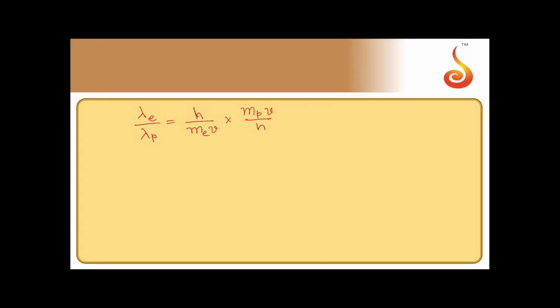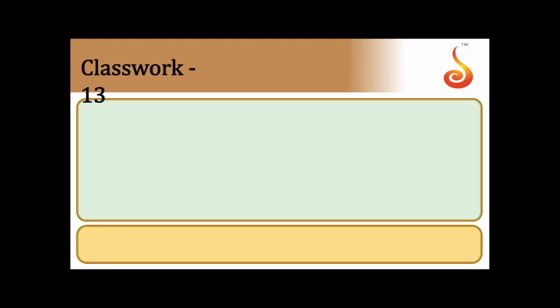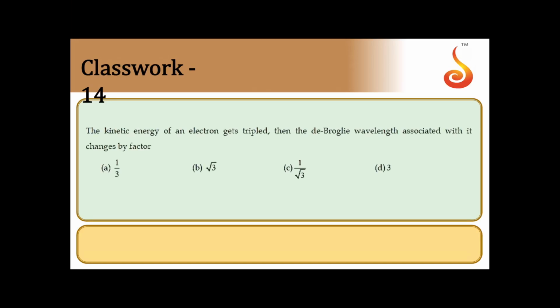So h and v get cancelled, they are moving with same speed. So this turns out to be mp by me. So mp by me is 1836. So lambda e by lambda p is 1836. So proton is 1836 times heavier than electron. So it should be option C. Yes, we shall proceed further.